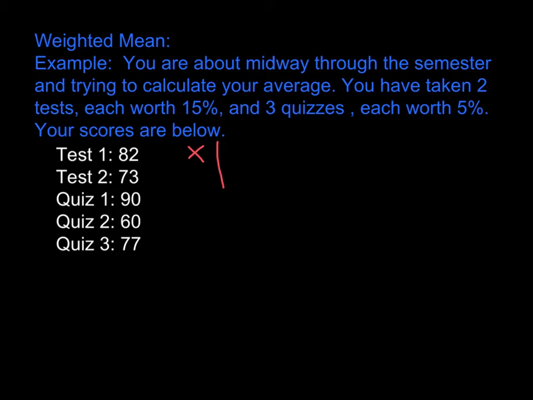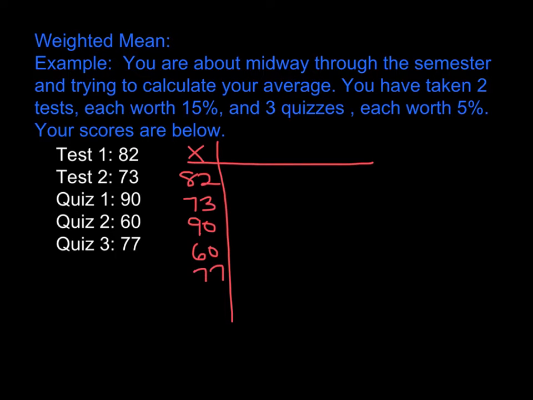I take each of my x values, so those are all my scores, okay. So let's do that. My scores, I have an 82, I have a 73, a 90, a 60, and a 77. And next to each one, I'm going to put what its weight is. I didn't do this before because they were weighted equally. But now I'm going to take each one. So 82 is weighted what portion of my grade? I'm going to put that in decimal notation. So that is weighted 15%, so 0.15. The 73 is weighted 0.15. Let's see, my 90 quiz is weighted 0.05, 5%, and so are all these quizzes.